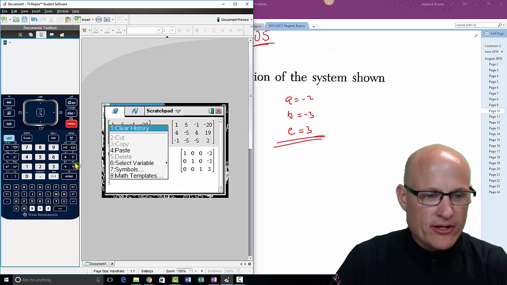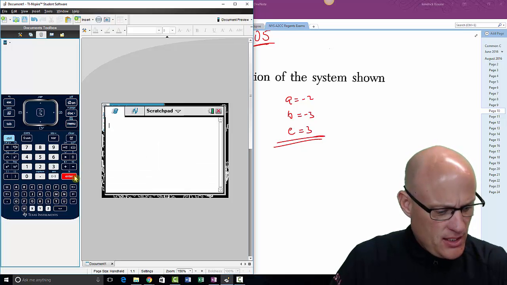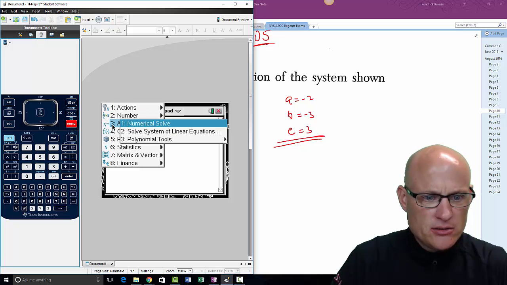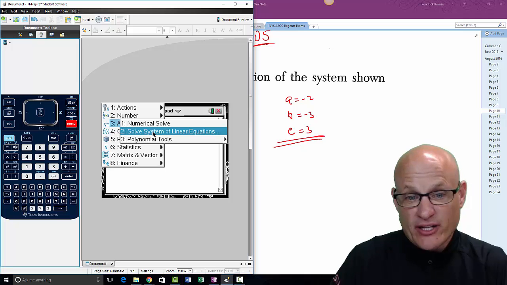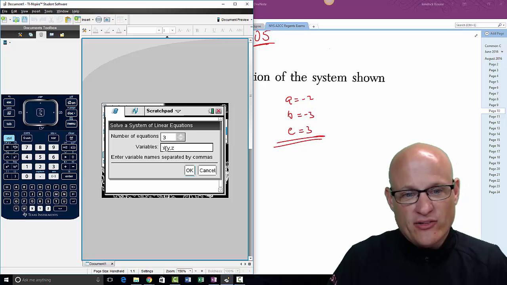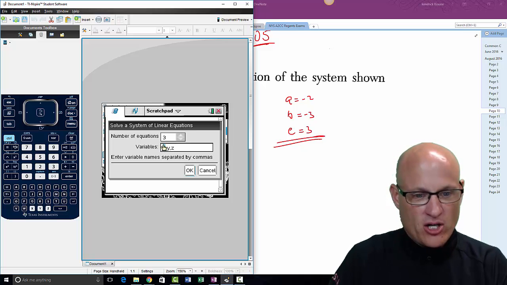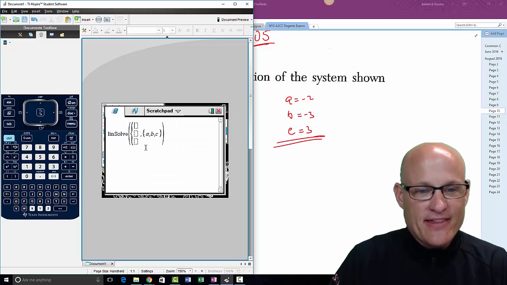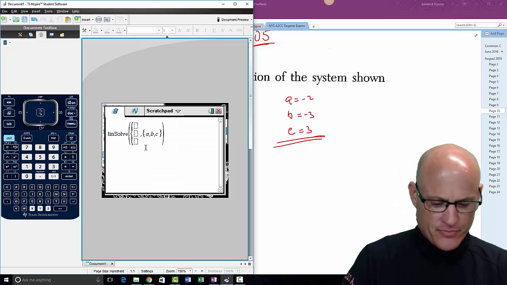Let me get rid of what I have there. And I'm going to go into Menu, Algebra, and I'm going to solve a system of linear equations. How many equations do I have? 3. It's going to say, okay, we're going to call them X, Y, Z, but I don't really want to call them X, Y, Z. I want to call them A and B and C. So you can call those anything you want, change those to whatever you want. So then I get this, okay?